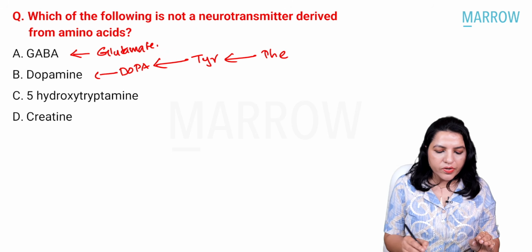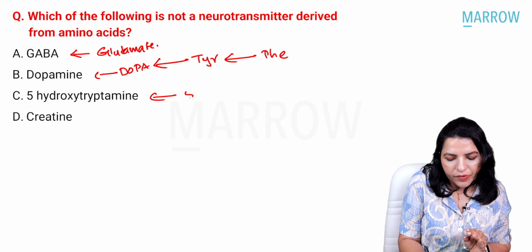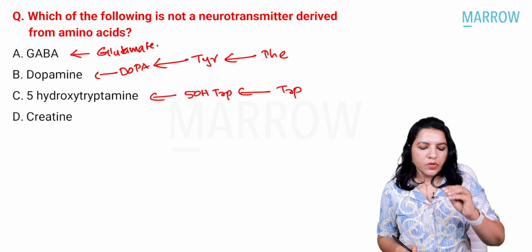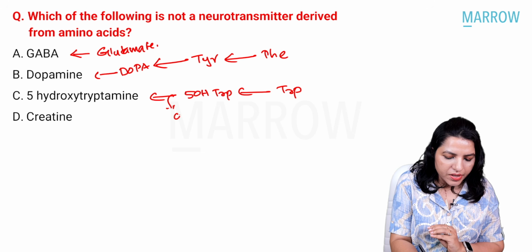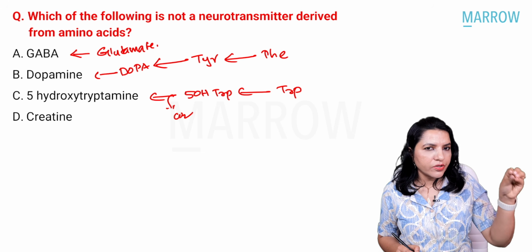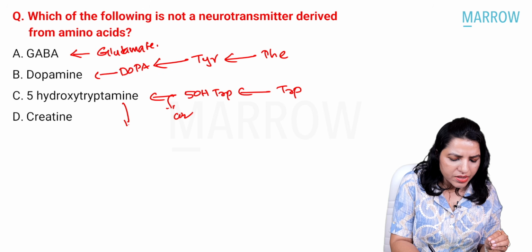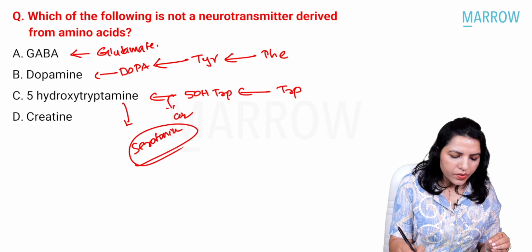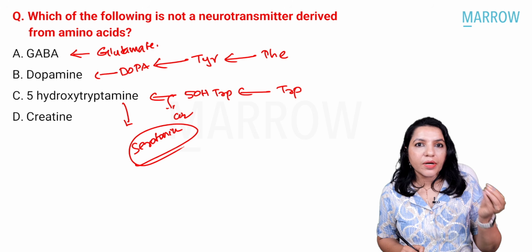Then 5-hydroxytryptamine, it is formed from 5-hydroxytryptophan, which in turn is derived from tryptophan. So this is also a decarboxylation product. What is 5-hydroxytryptamine? It is nothing but serotonin. Okay. It is derived from tryptophan.